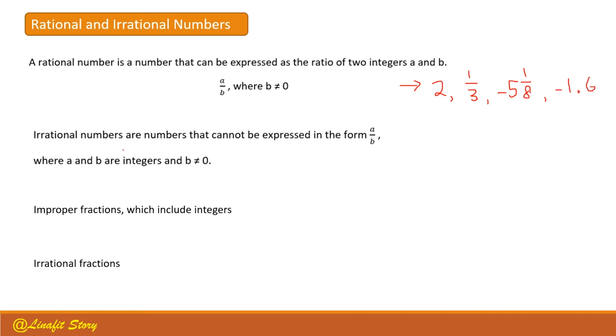Irrational numbers are numbers that cannot be expressed in the form a out of b, where a and b are integers and b is not equal to 0. So for example, square root of 7 and the cube root of 5. And this one, the example of improper fractions which include integers, 6 out of 3. And an example of irrational fractions is square root of 7 out of 2.